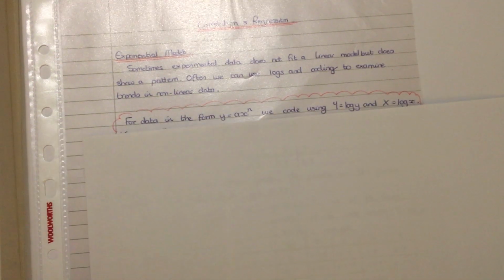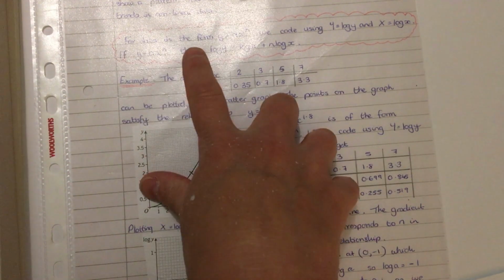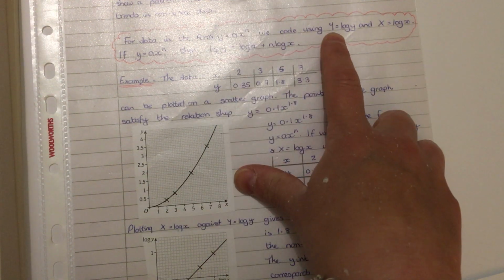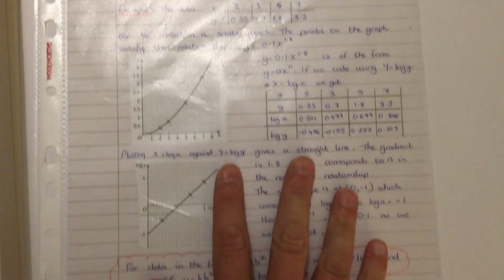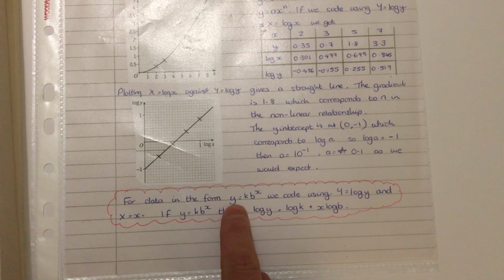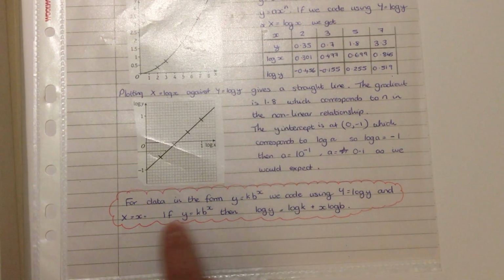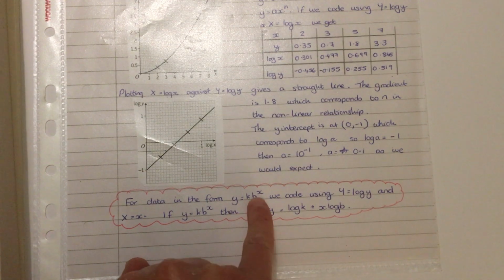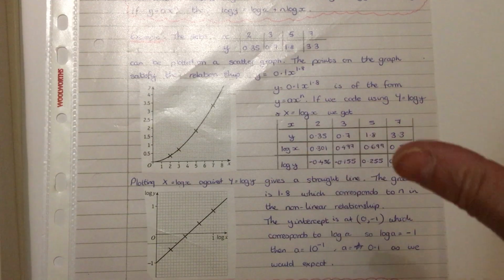So the two ones you need to be familiar with, and I've lifted this straight from the book, are data in the form y equals ax to the n, which is coded where you code both, so you code the y and you code the x, and also this form here, data in the form y equals kb to the x. In this instance, you code the y, but you don't need to code the x. So the difference between the two is here, the x is the power, and here the x is the base number. But both of those can be coded.